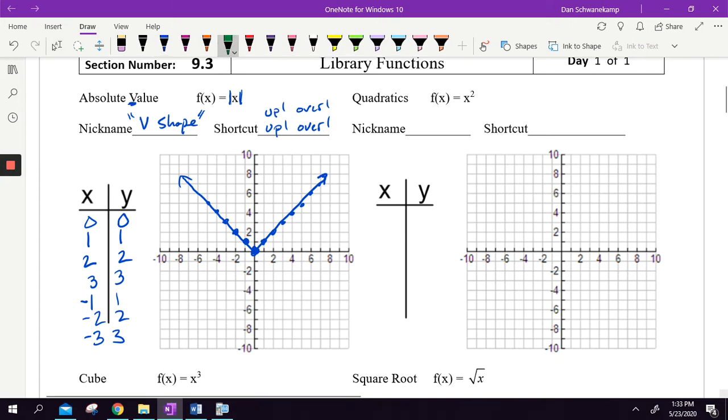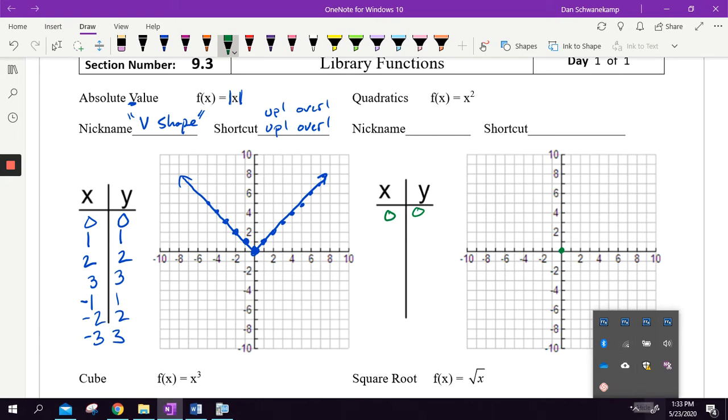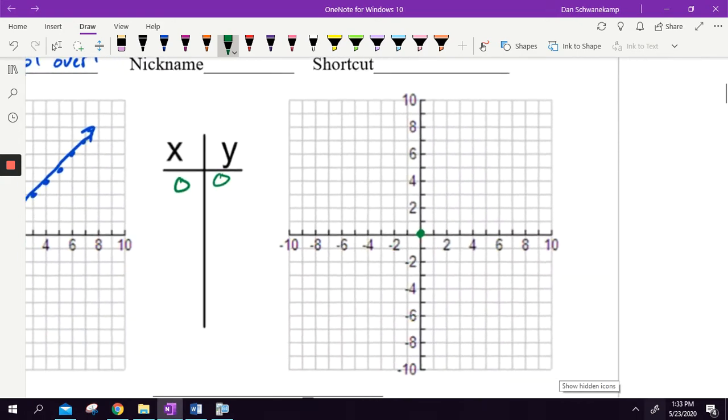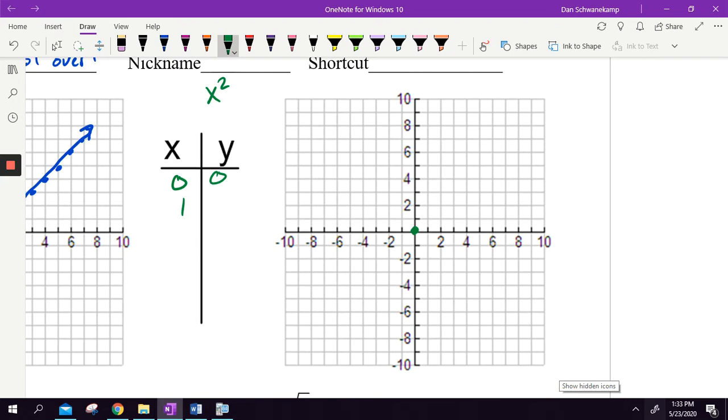Next one is a quadratic. You've graphed a quadratic many times now. If I were to plug in 0, 0 squared is 0. Again, I'm plugging into x squared. If I plug in 1, 1 squared is 1. 2 squared is 4. 3 squared is 9. 4 squared is 16. Let's go to the negative side, -1. -1 squared is 1. -2 squared is a +4. -3 squared is a +9, and so on.